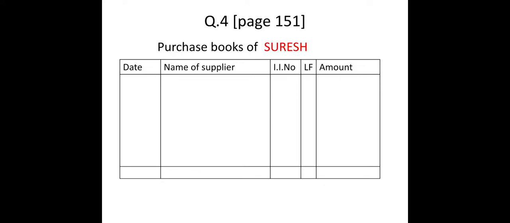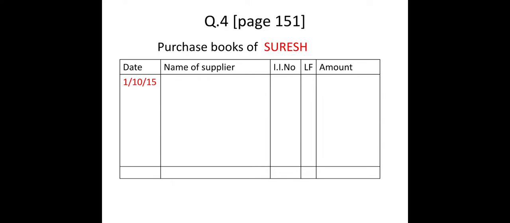Transaction number 1, October 1st, 2015. I read, purchased goods of 10,000 from Deepak for 1 month's credit. So we are buying goods from Deepak. It is a credit transaction because the name of the person is given, but the word cash or cheque is not given. So obviously it is a credit transaction. October 1. Let's write down the date first, 1st October 2015.